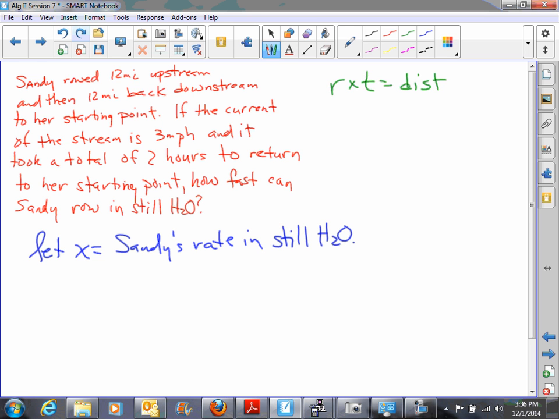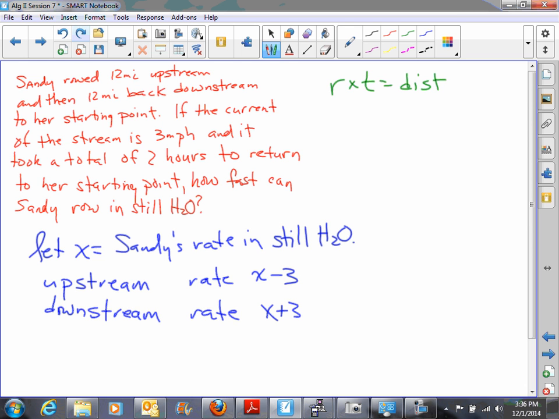So when she's going upstream, her rate relative to the shore is going to be x minus 3. Now, when she's going downstream, her rate relative to the shore is going to be x plus 3, because that 3 miles per hour is going to be the other way around.